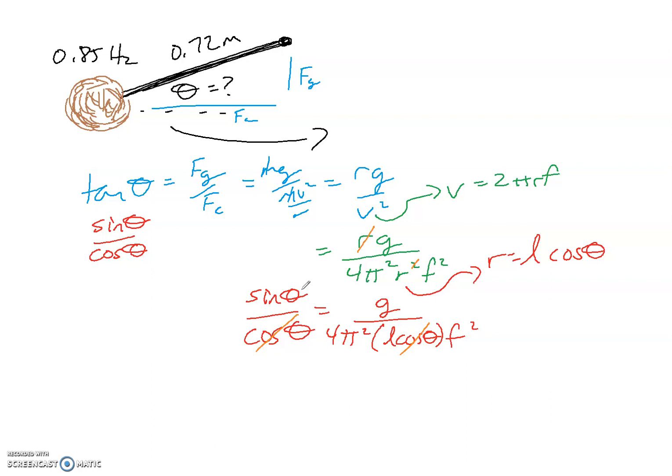So I'm going to rewrite this because it's looking kind of ugly. Sine theta is equal to g divided by 4 pi squared, still have the L, and then f squared. Okay. Well, I know all of this stuff. I can plug in all my values for this, and I can inverse sine it and get my value for theta. So put in all the values, inverse sine, get an angle of about, give or take, 29 degrees.